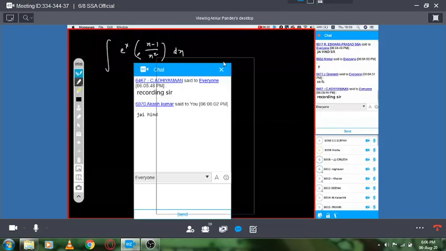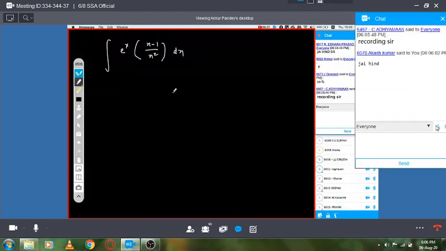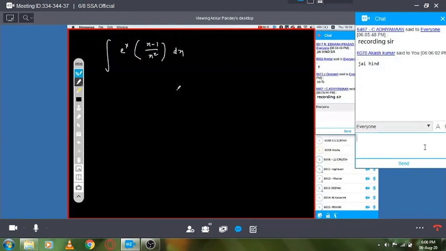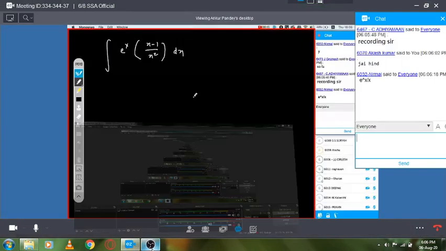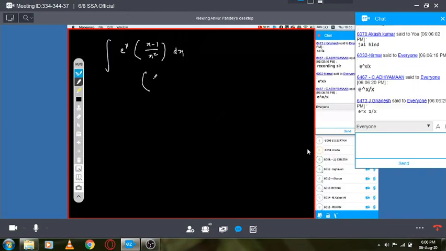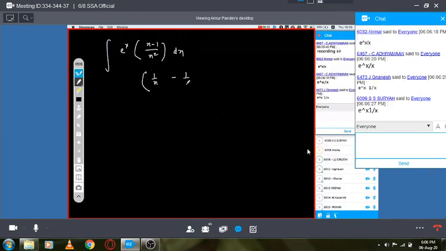Yes, integral of e to the power x into (x minus 1) by x squared dx, quickly. Very good. Because when you open it, it will be like 1 by x minus 1 by x square. You know this when differentiated becomes this, and hence you have the answer.